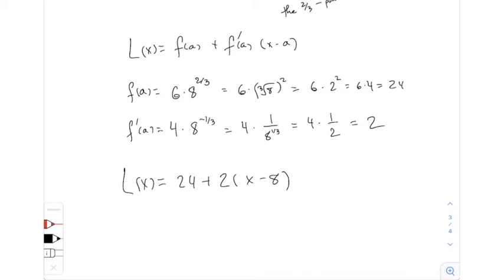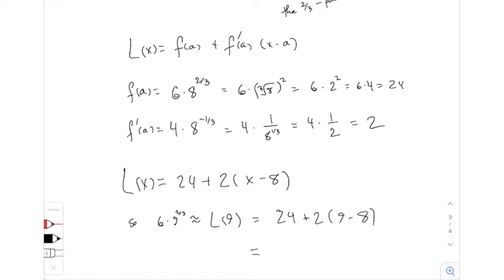And then what do we do to finish it off? Yeah, we want to do L of 9. Remember, the point of this was we're trying to find this value at 9. We know what it is at 8. We're trying to do it at 9, so we plug in L of 9. So that means 6 times 9 to the 2/3 is approximately equal to L of 9, which is 24 plus 2 times 9 minus 8. That's a 1 in there.